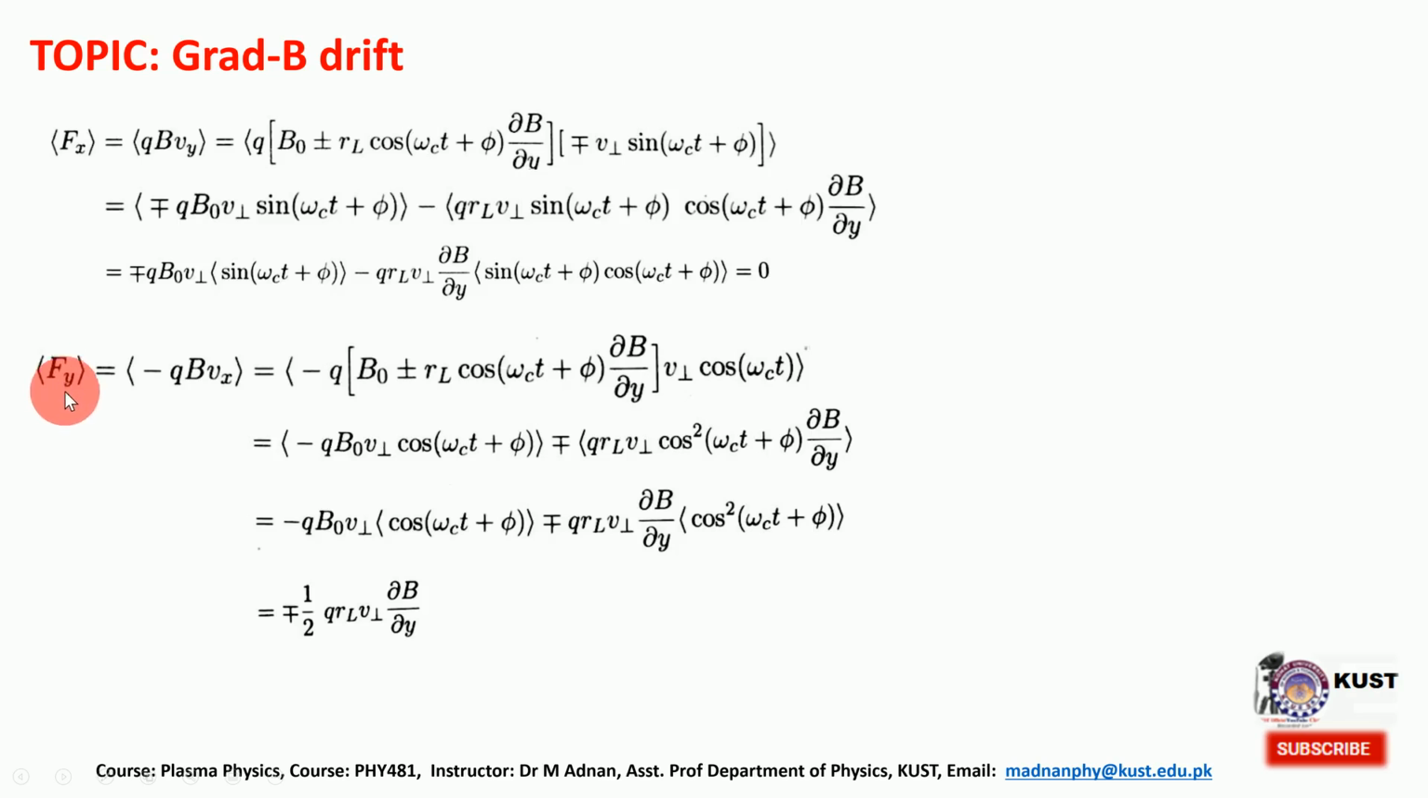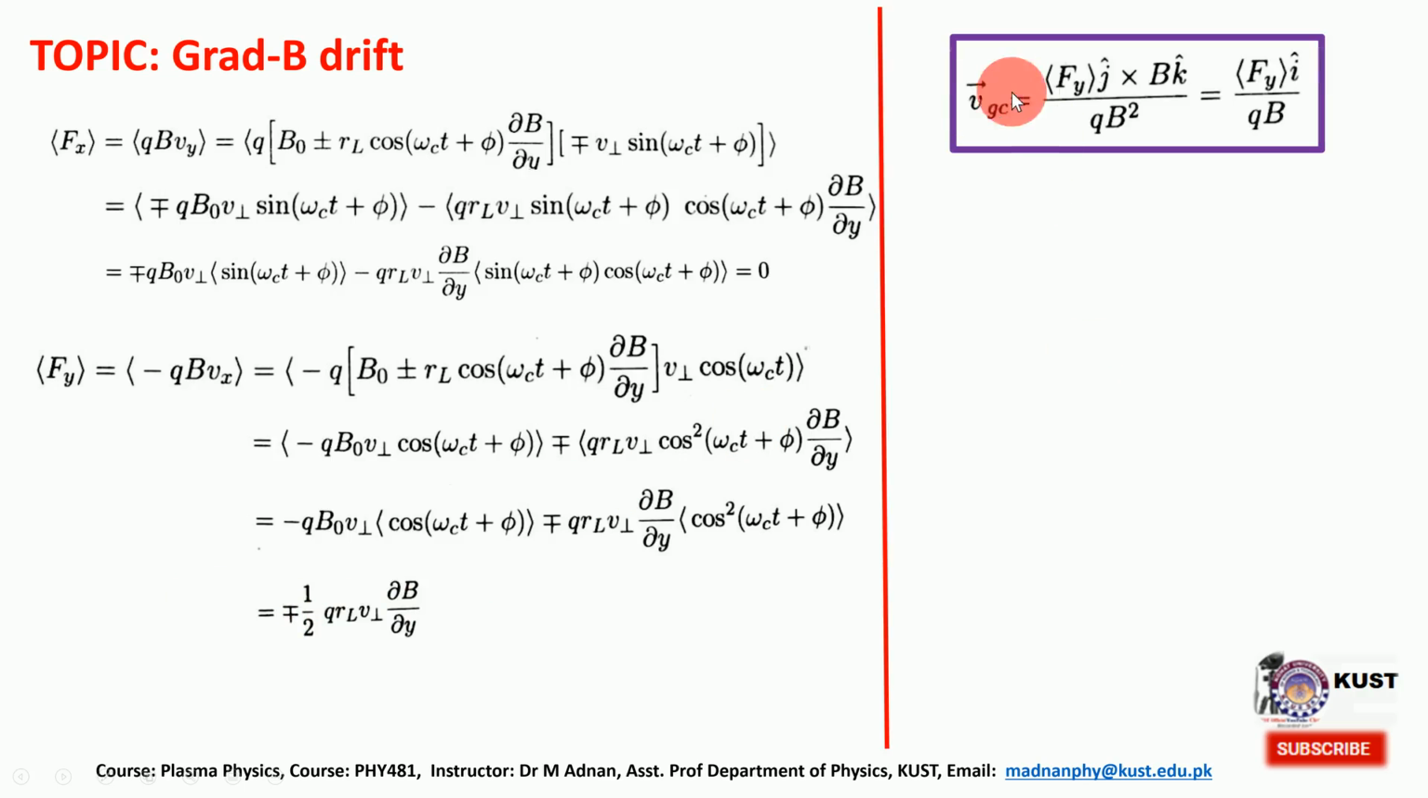Again, one can see that this average force per cycle is proportional to the rate of change of B along that y coordinate. Once this is uniform, this will go to 0 again as in the previous case, and also once there is no gradient along x, so this is 0 still. This is proportional to that rate of change. Of course, this is proportional to q, Larmor radius, and v perp as well.